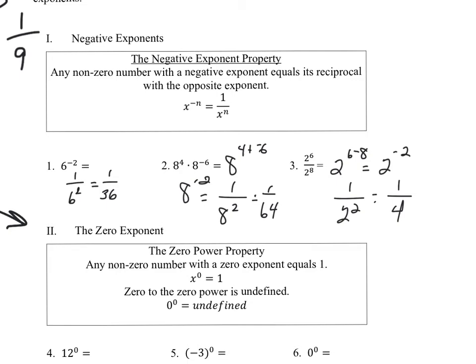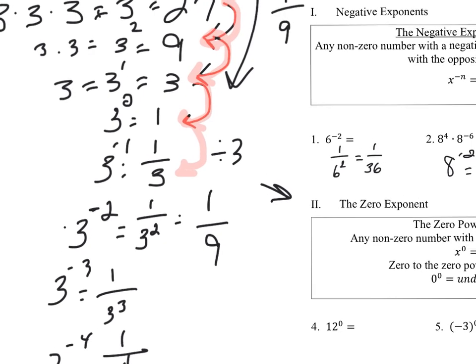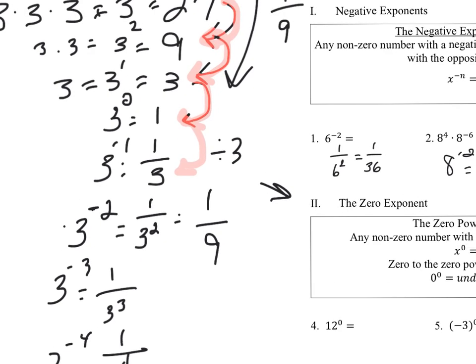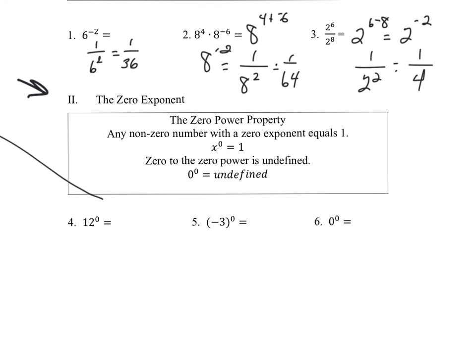All right, so the 0 property we just saw over here, when we were dividing and we took that one factor of 3 out, we went from the 3 here, okay, 3 to the first to 3 to the 0, we took that factor of 3 out, we were left with the number 1 because 3 divided by 3 is 1. So the 0 power property states any non-zero number with 0 exponent equals 1. We saw that pattern, that's why I did it. So 12 to the 0 is going to be 1. Negative 3 to the 0 is going to be 1.